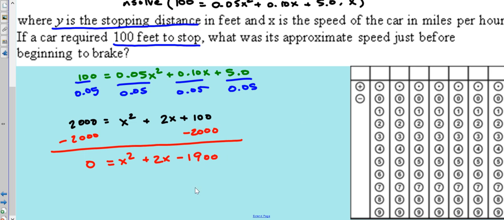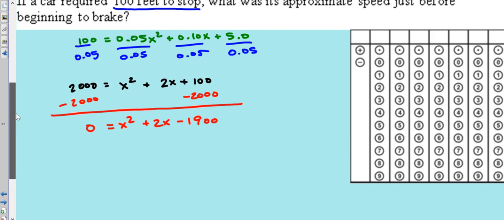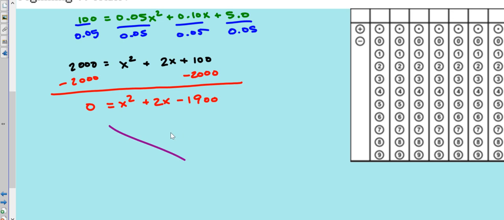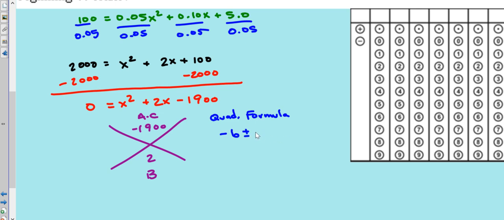So I'll do the x method. Now these values might be a little bit trickier. So we're looking for factors of negative 1900, because that's a times c, that add to the b value of 2. And so the easiest numbers, let me just think about this for a second. Well, as I'm sitting here thinking, it is kind of difficult. Let me try, you can also use the quadratic formula, which is negative b plus or minus the square root of b squared minus 4ac, all over 2a.